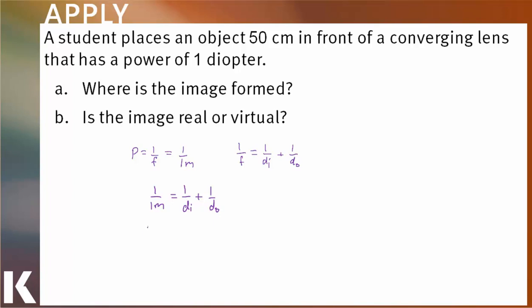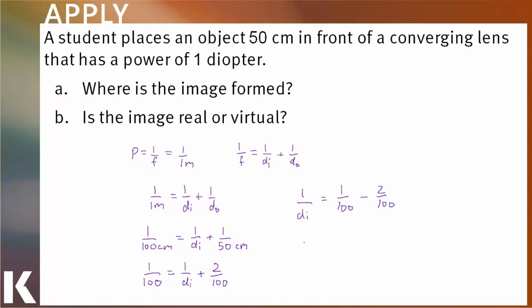So let's change our meter into 100 centimeters, and then we have 1 over our image distance, plus 1 over our object distance of 50 centimeters. Now you can solve for the image distance. We'll have 1 over 100 centimeters is equal to 1 over the image distance, and we're going to convert this to have the same common denominator of 100. Now we have 1 over our image distance is equal to 1 over 100 minus 2 over 100.